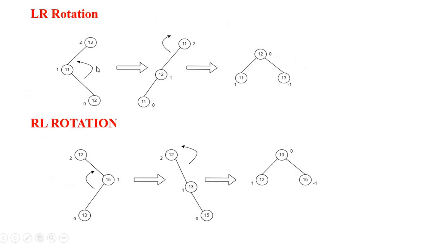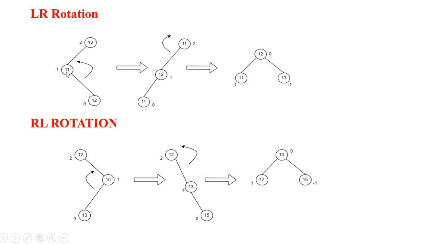Now let's perform LR rotation, which is a double rotation. The previous two rotations we call single rotations, and this rotation is a double rotation. When we have to perform a double rotation is if our node is in the zigzag format, like this format. So in this case, first we have to make the nodes look like an LL or RR format.